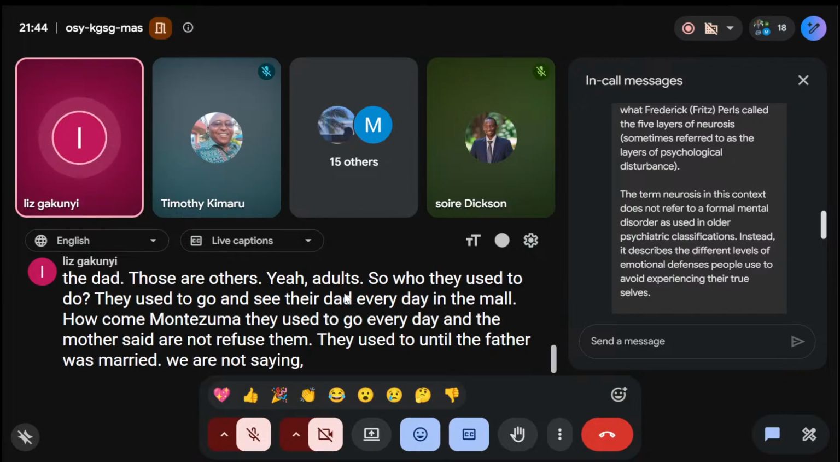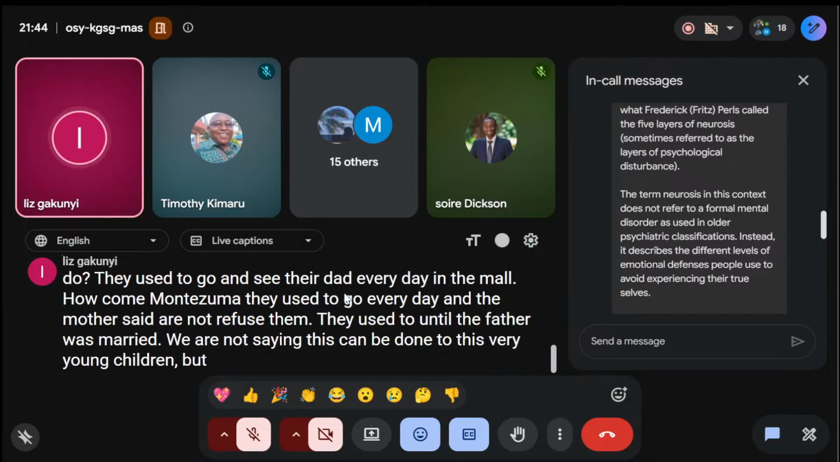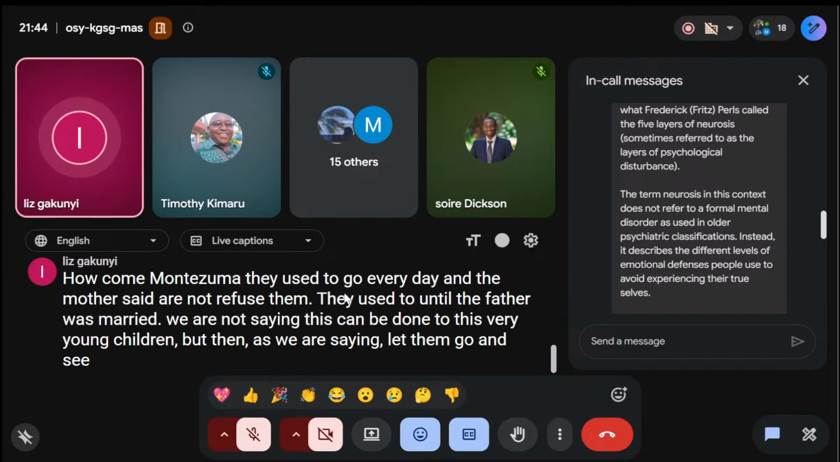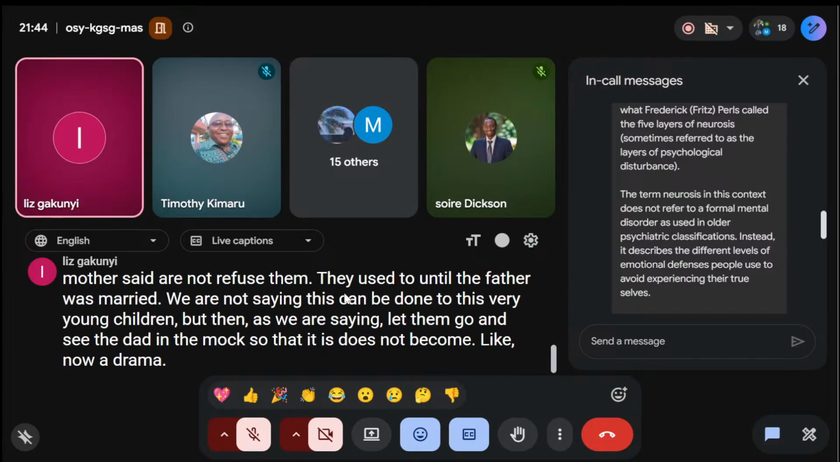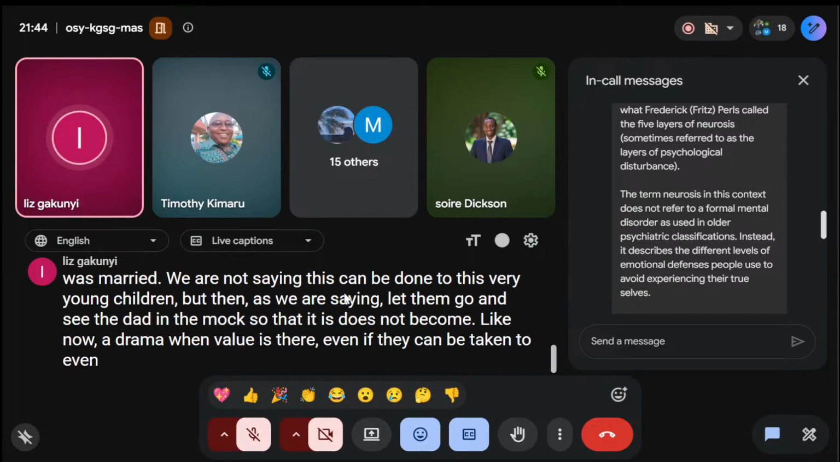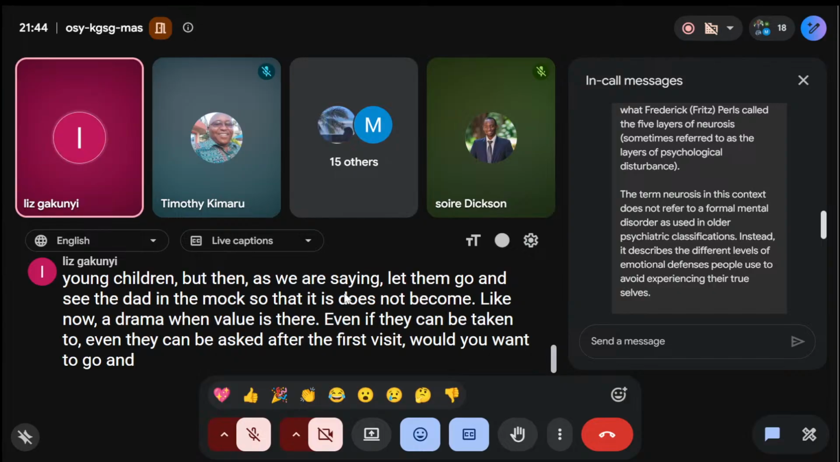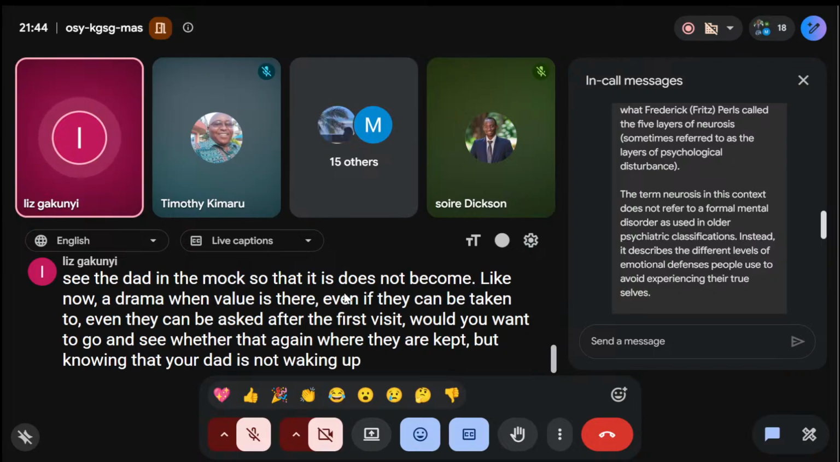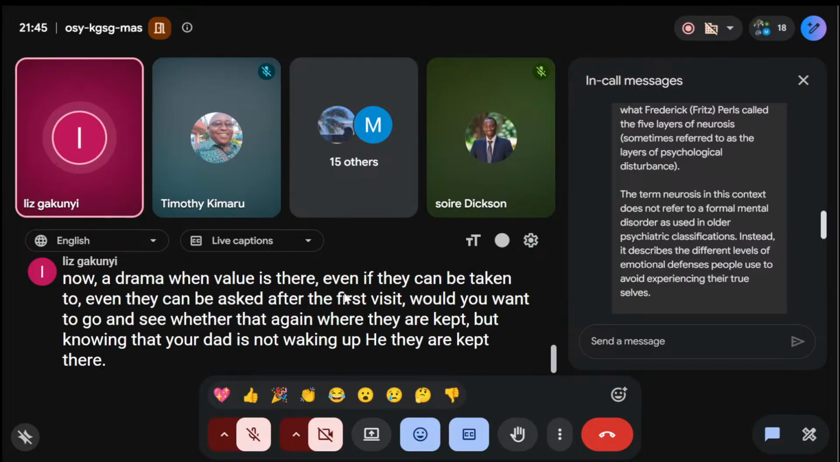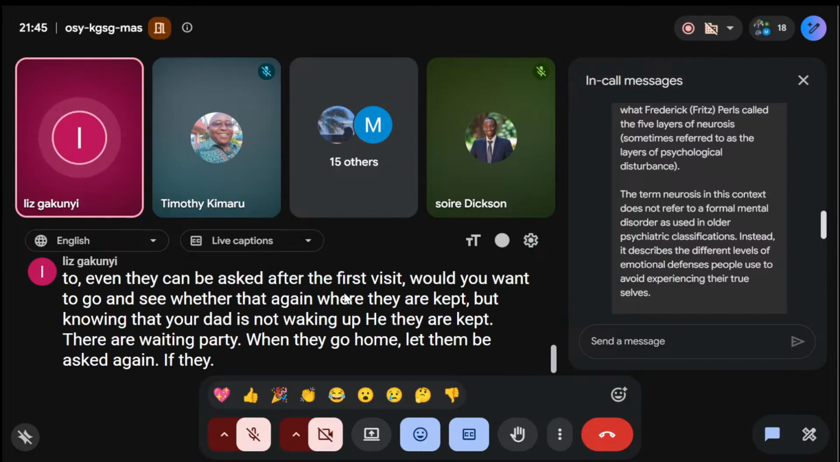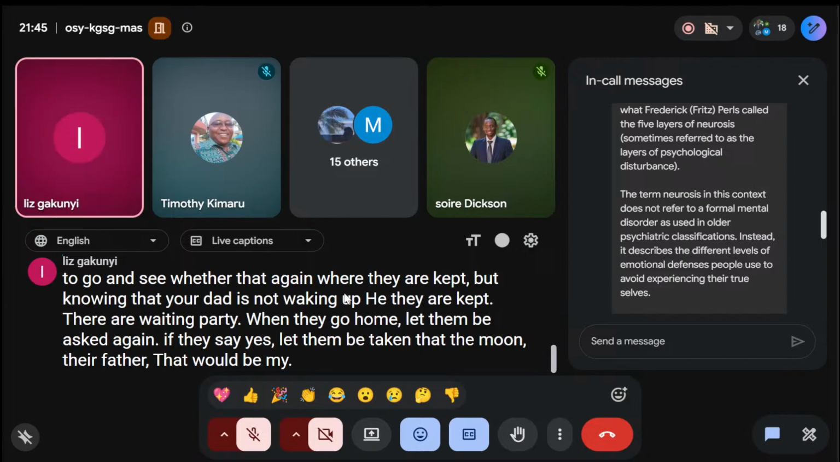We are not saying this can be done to very young children, but as we are saying, let them go and see the dad in the morgue, so that it does not become a drama when value is there. Even after the first visit, they can be asked, would you want to go and see your dad again where he is kept? But knowing that your dad is not waking up, he is kept there awaiting burial. When they go home, let them be asked again. If they say yes, let them be taken. Let them mourn their father. That would be my take.